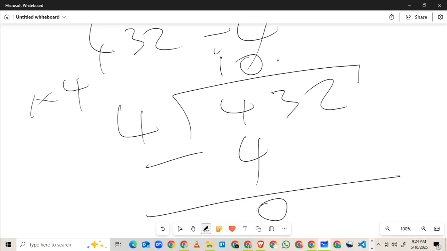We need to bring down the 3, right? And then how many times does 4 go into 3? It doesn't, so we need to bring down the 2, right? Now we're gonna say how many times does 4 go into 32?